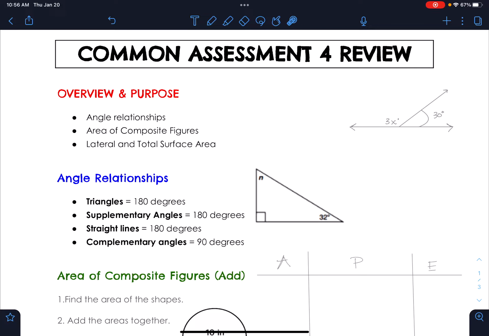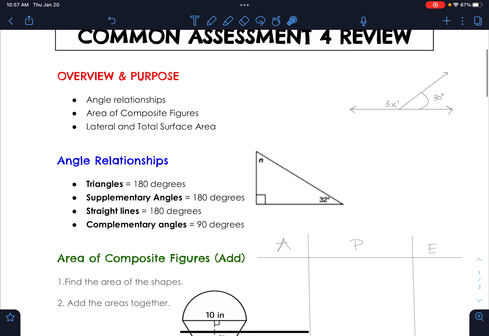Okay, students, here's a quick common assessment number 4 review. I'm going to go fast, so you can rewind this video if you have to. On the test, there's going to be 3 things: angle relationships, area of composite figure, and finally, we're going to also have lateral and total surface area of a figure.